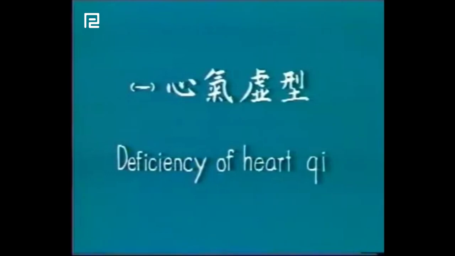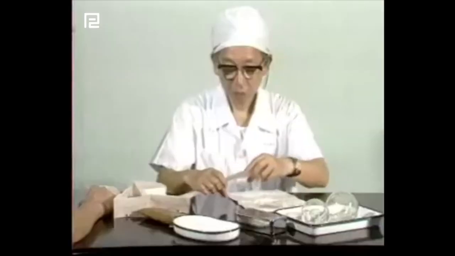Deficiency of heart qi. The patient feels palpitation, shortness of breath, stuffiness in the chest, and lassitude. The pulse is thready and slow. The tongue is swollen and pale. ECG shows sinus arrhythmia.